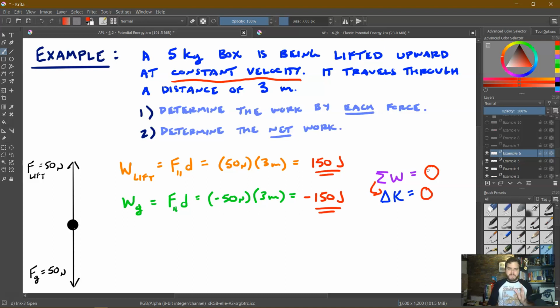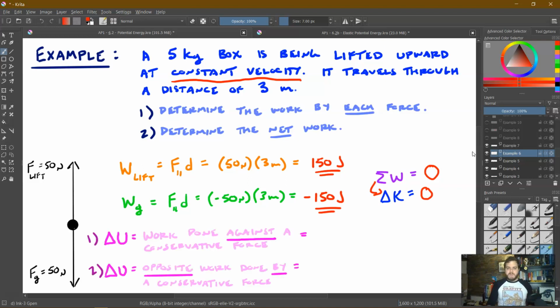Okay, well, let's remember, we just talked about two different definitions of how we can figure out how much potential energy there is in some system. And that was specifically definition 1, that delta U is the work done against a conservative force, and definition 2, delta U is opposite to the work done by a conservative force. So let's look at that first definition.